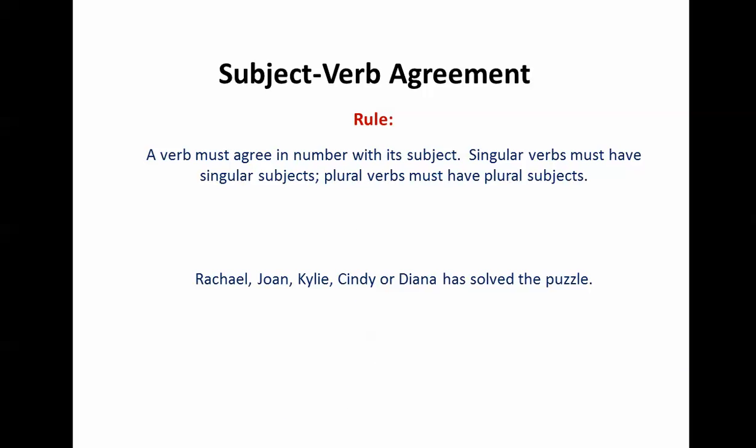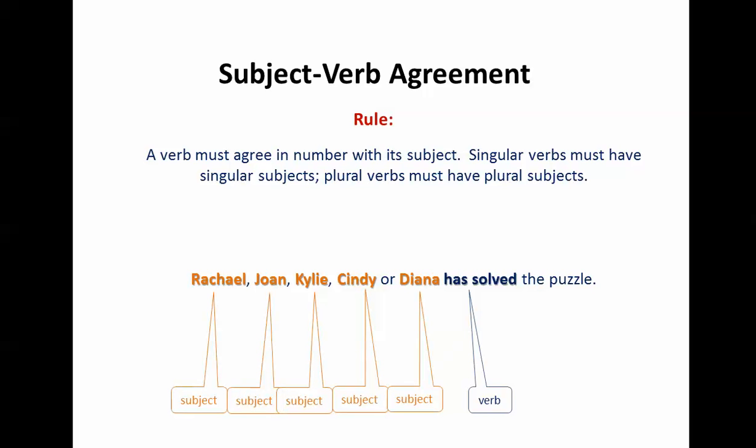Rachel, Joan, Kylie, Cindy, or Diana has solved the puzzle. We use the singular verb has solved because of the linker or. That sentence means one of those girls solved the puzzle, but not all of them, and not some combination of them. Note the difference here.